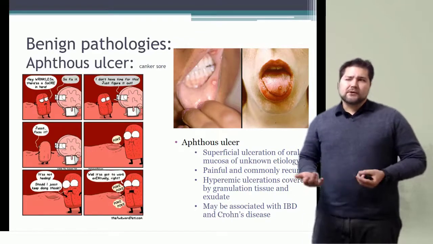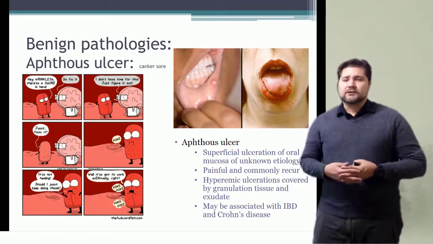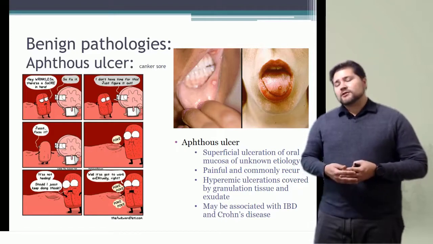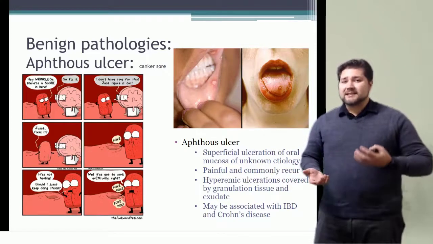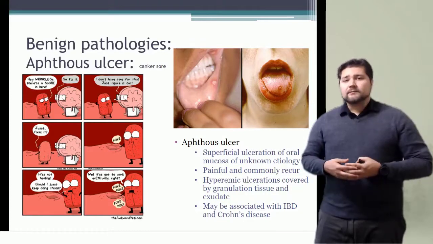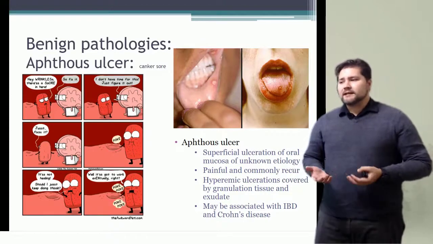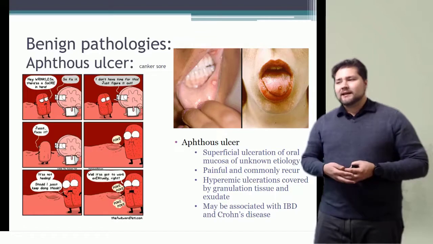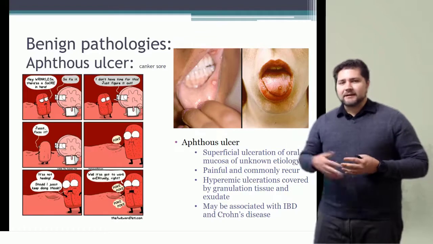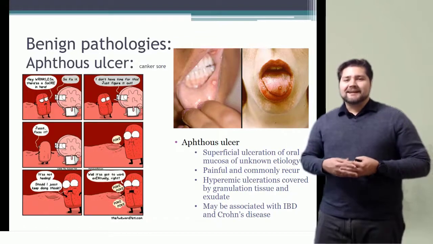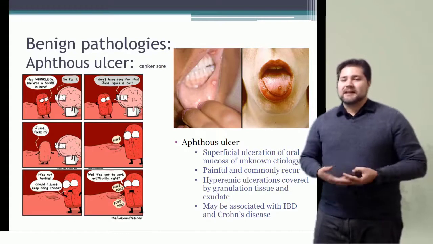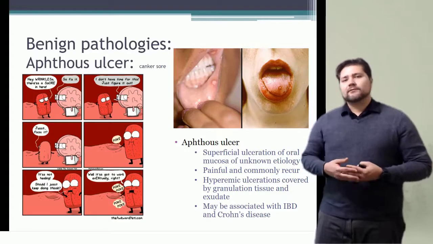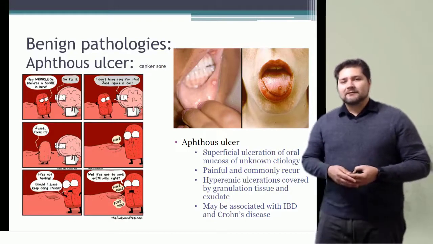Now, overall, there's no real known cause, but you do happen to see an association with inflammatory bowel disease, such as Crohn's disease. However, again, these will often regress on their own. I'm just realizing, like the comic, we all probably do that. But these tend to regress on their own. You just kind of have to deal with the pain and suffering for a few days.